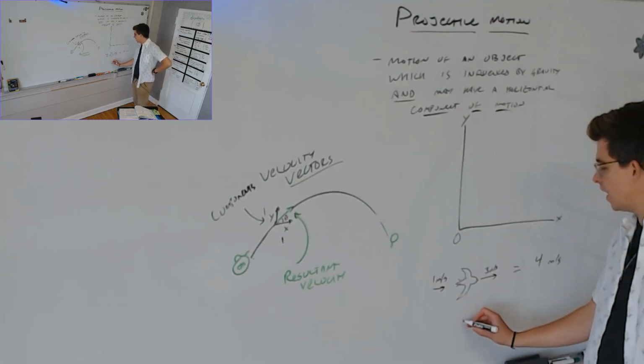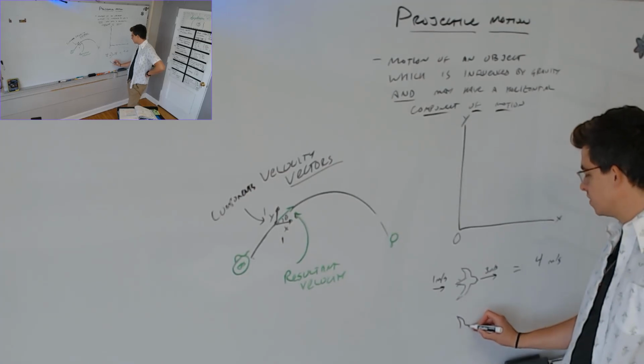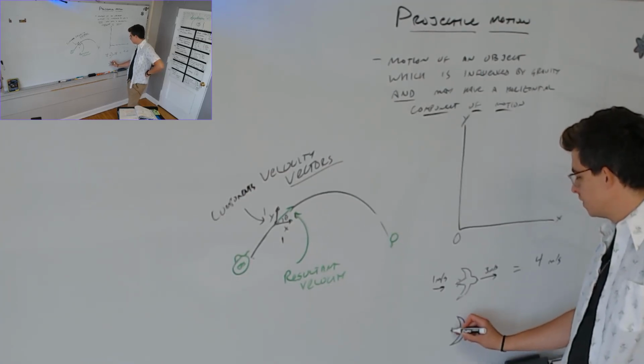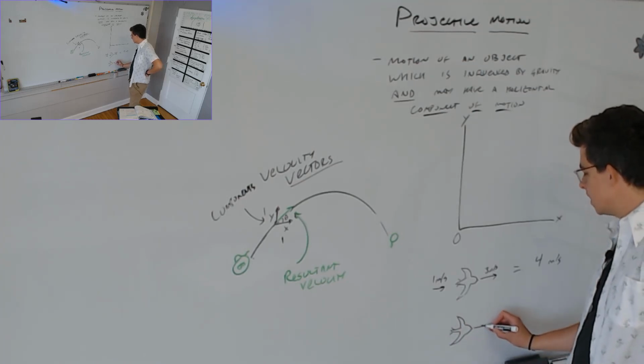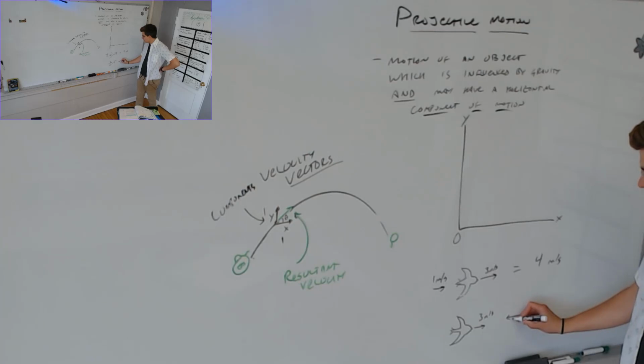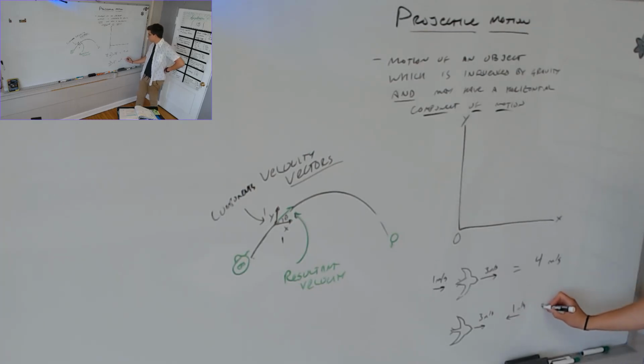What if now we have another kite? Once again, flying at 3 meters per second, but now there's a headwind of 1 meter per second. 2 meters per second. Yeah, we subtract, 2 meters per second.